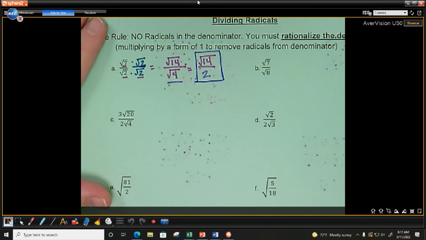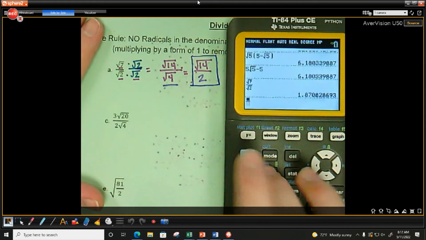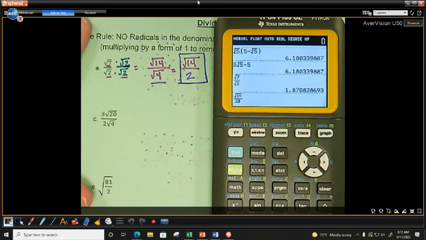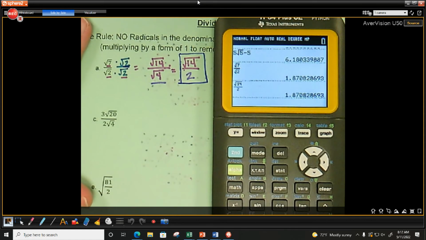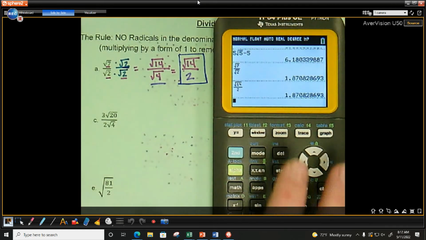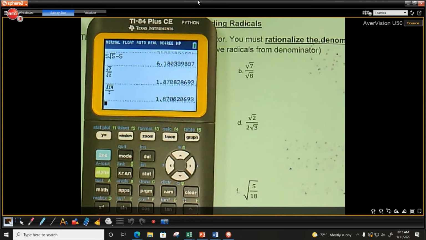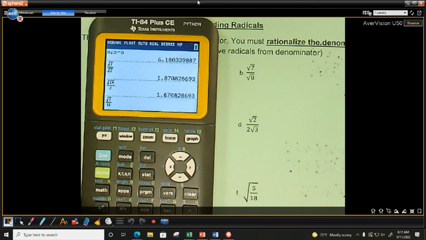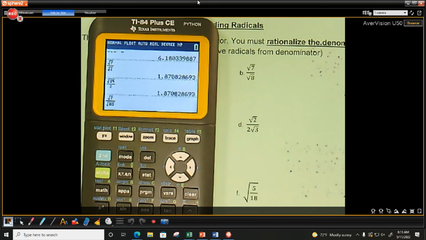Go to your calculator, do alpha x, square root of 14 over 2. What makes dividing difficult, guys, is there are so many ways to do this. Okay? And I get the same decimal. Okay? Number 2, or letter B. Okay, we're going to do square root 7 over square root 8. And I don't get a pretty answer, I get an ugly decimal.